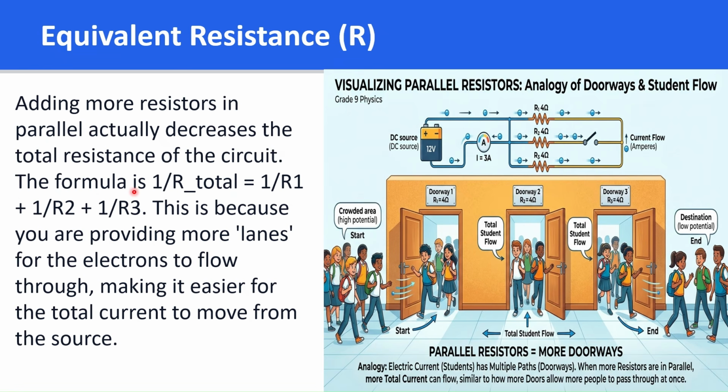So the formula is 1 over R total is equal to 1 over R sub 1 plus 1 over R sub 2 plus 1 over R sub 3 and so on and so forth. This is because you are providing more lanes for the electrons to flow through, making it easier for the total current to move from the source.